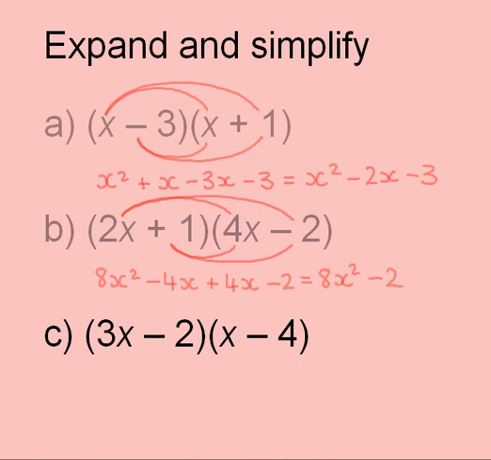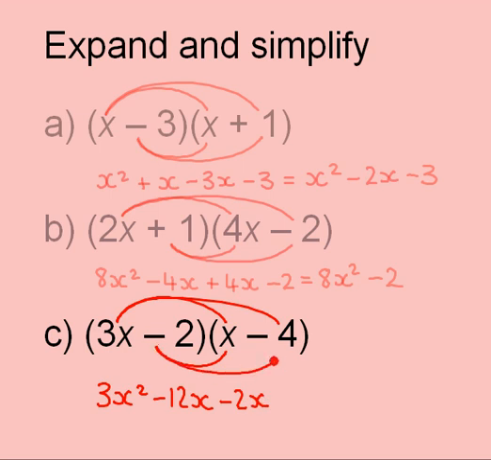Now in this last one, we've got a minus here and a minus here, so we need to be extra careful. I start with 3x times x, that's 3x squared. Then I've got 3x times minus 4, that's minus 12x. Then I've got minus 2 times x, that's minus 2x. And minus 2 times minus 4, that's plus 8. Simplifying it gives me 3x squared minus 12x minus another 2x, so that's minus 14x altogether, and then plus 8 on the end.